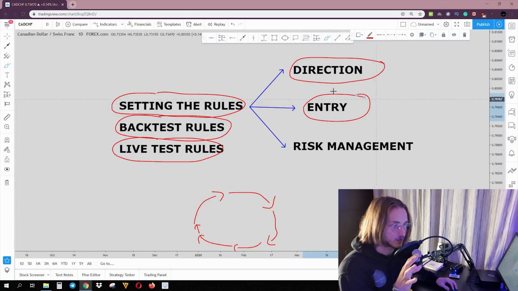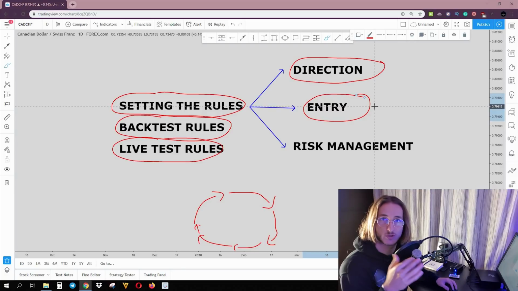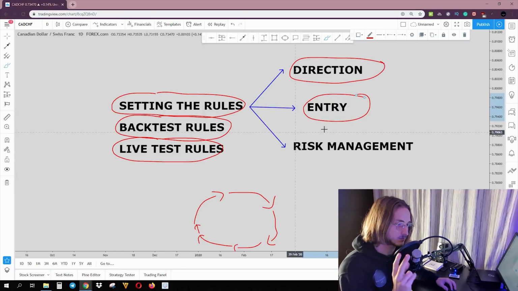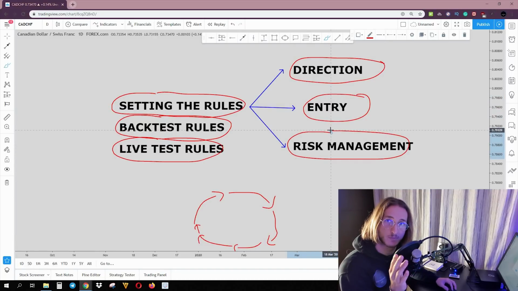What are you doing? All the conditions that regard entry, take profit, stop loss, how you're going to manage the trade, so how you're going to trail your stop loss, when you're going to break even on the trade, and so on and so forth. Third step, risk management. How much you're risking per position, what is the minimum risk to reward that you want on your trades.